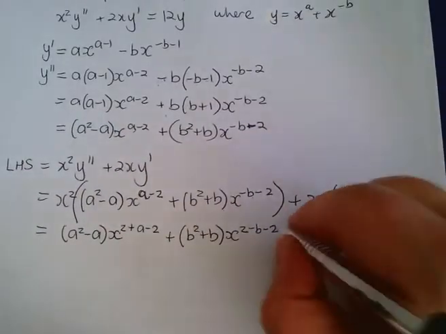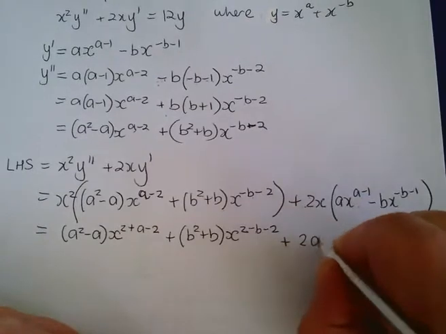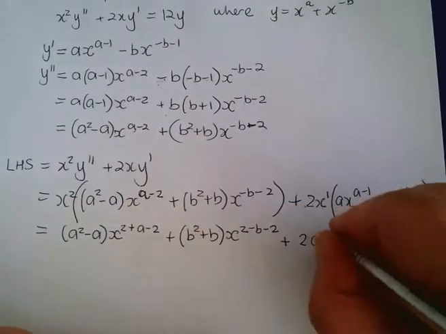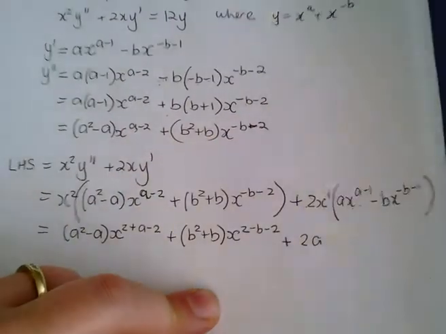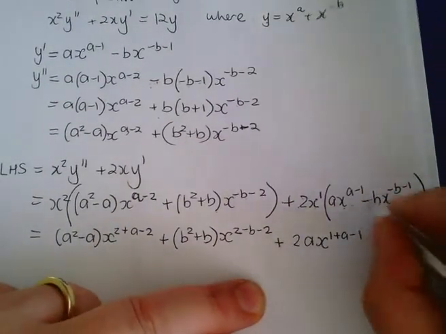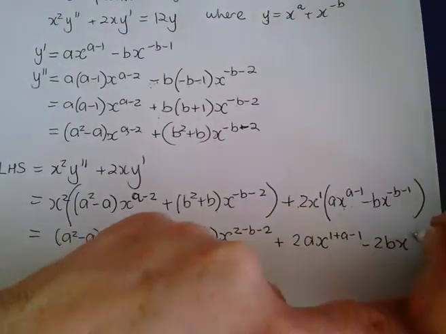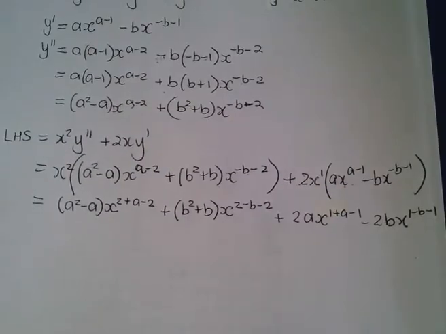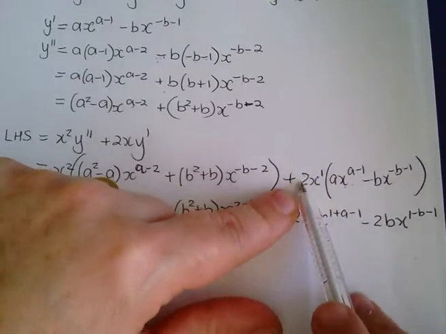Plus, now that's expanded, plus 2x times this, so 2 times a is 2a. This is x to the 1. So bases are the same, 1 plus a minus 1. I'm just showing the working. Oh, sorry, that's x. 2a times x to the 1 plus a minus 1, minus 2b, and again, the bases of the x's are the same. Add the indices, 1 minus b minus 1. Do we get this? These are terms: x squared times that whole thing, 2x times that thing, 2x times that term.